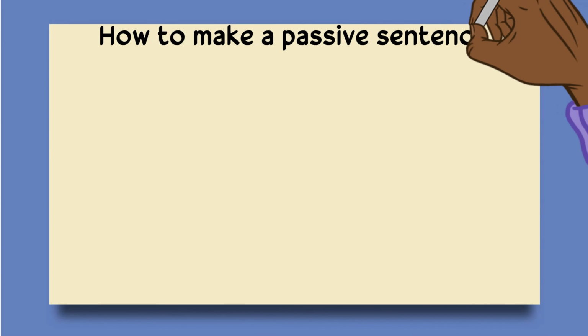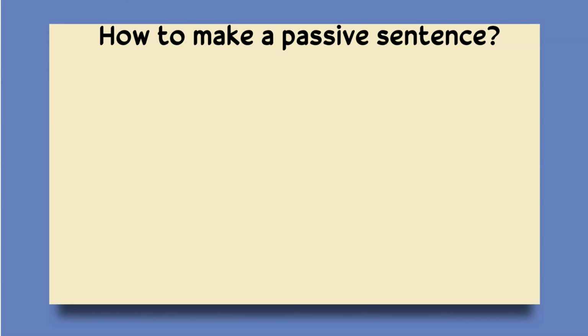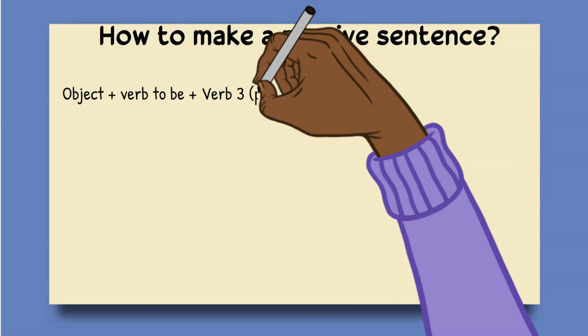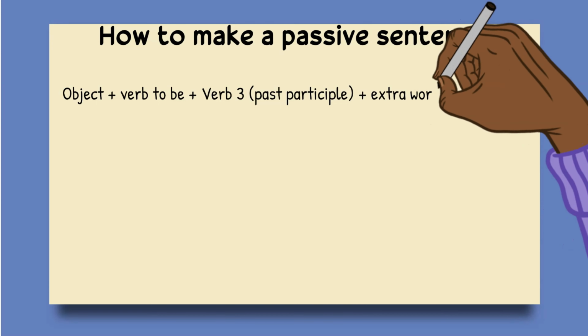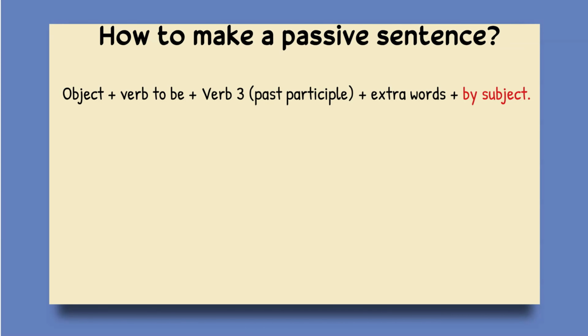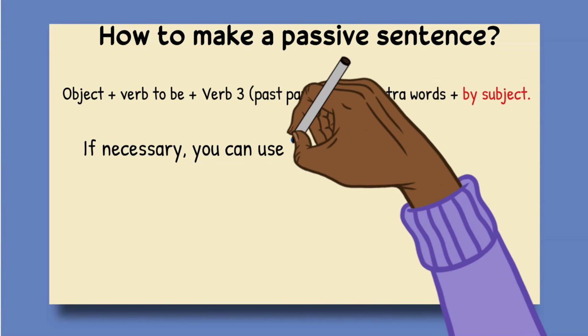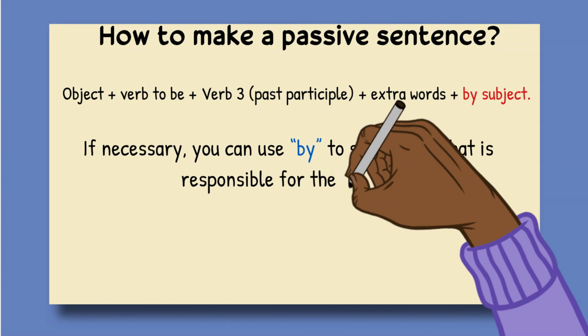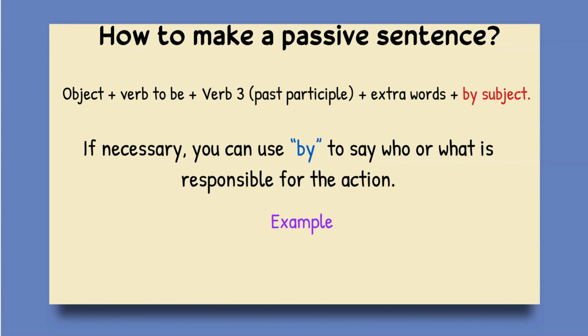How to make a passive voice sentence. Object, plus verb to be, plus verb 3, past participle, plus extra words, plus by subject. If necessary, you can use by to say who or what is responsible for the action.